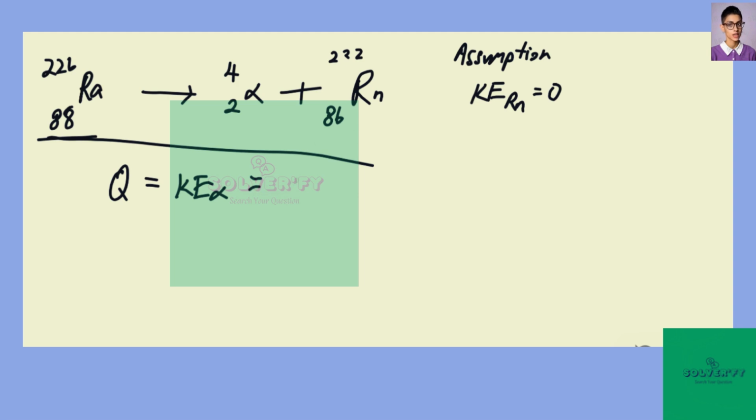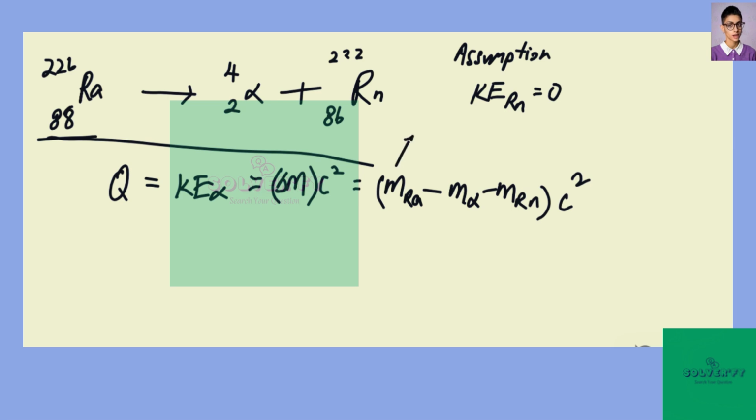The Q value of this equation can be obtained by taking the change in the masses of the nuclides multiplied by c squared. The change in the masses is the mass of radium minus the mass of the alpha particle minus the mass of the radon gas. All these values you have to look up through online resources. For radium it is 226.0254. For the alpha particle, and finally for the radon.